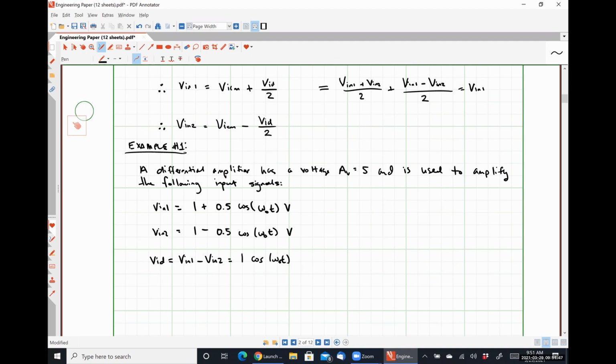Our common mode is VN1 plus VN2 divided by 2, or the average value of these guys. So what should it be? Just 1, right? 1 volt.